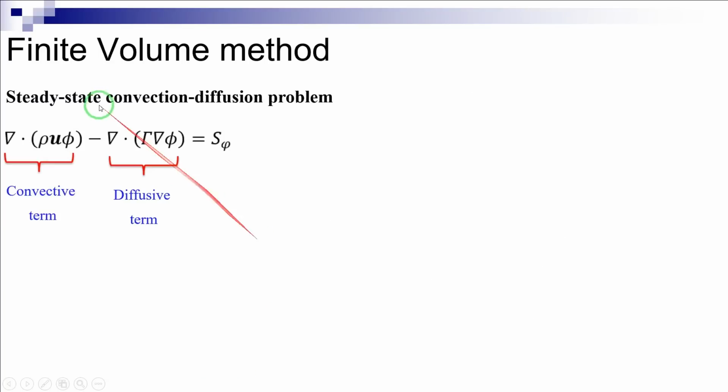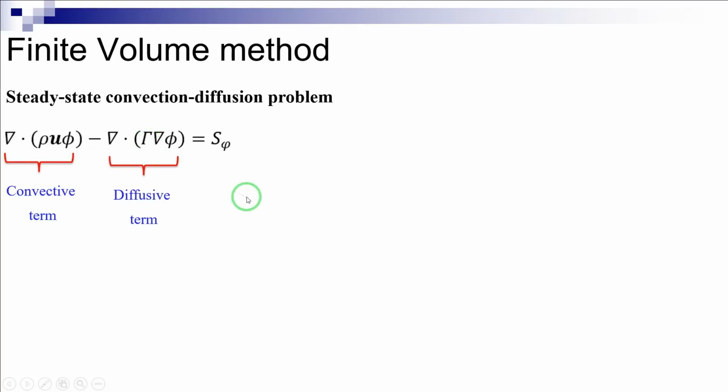Steady-state convection-diffusion problem. In nature, diffusion is always accompanied by convection. The general form of the transport equation for the scalar variable phi in steady state is as follows. So far in this video, the discretization of the diffusion term was studied by the finite volume method. Here, we will focus our study on the convection term and its fundamental difference from the diffusion term in the context of the finite volume method and related problems.